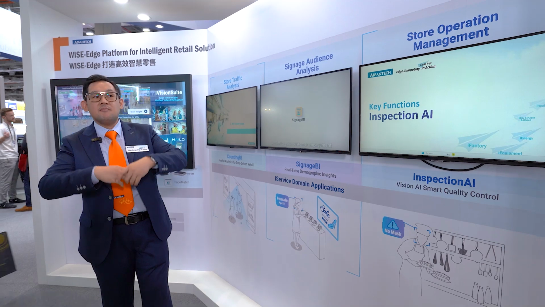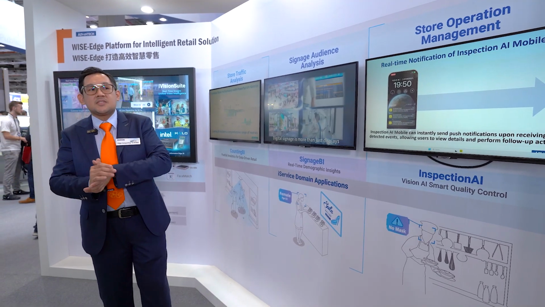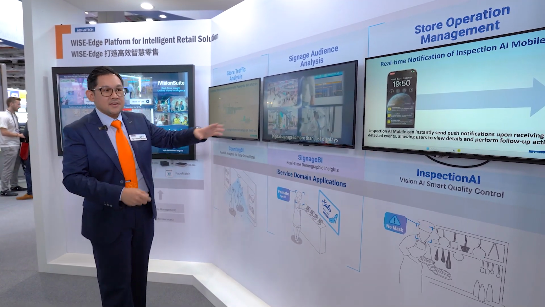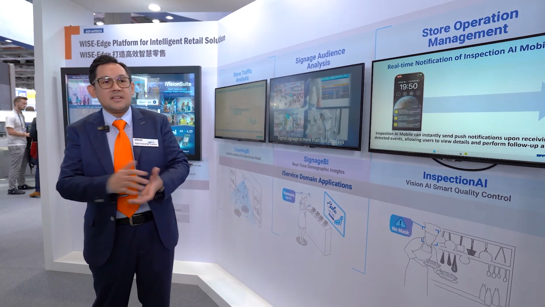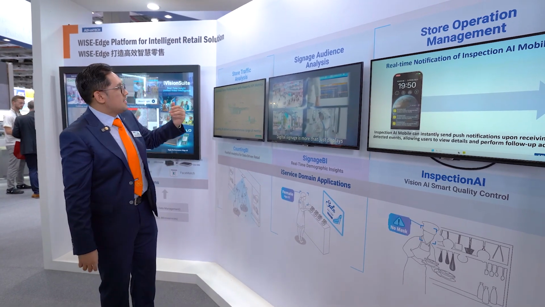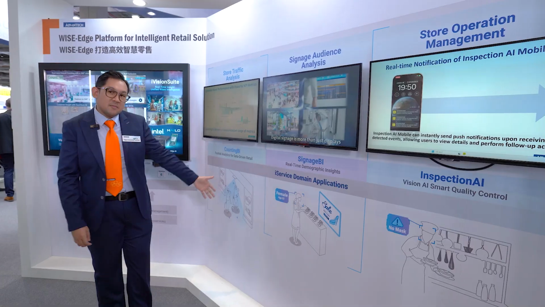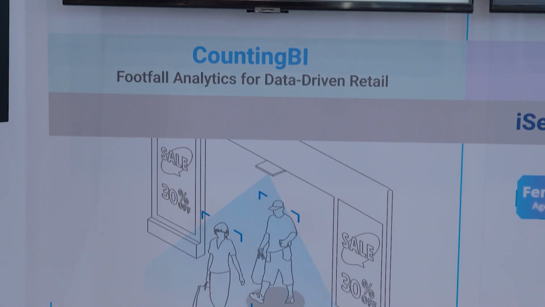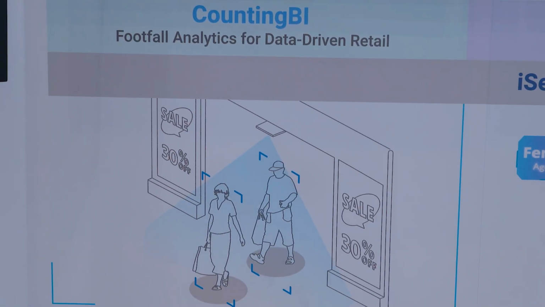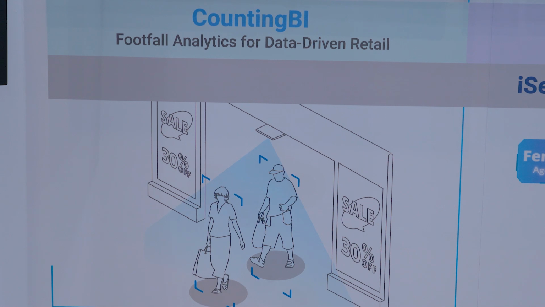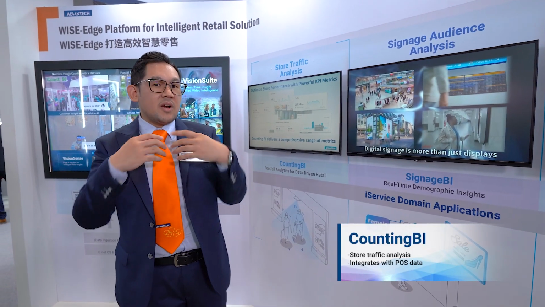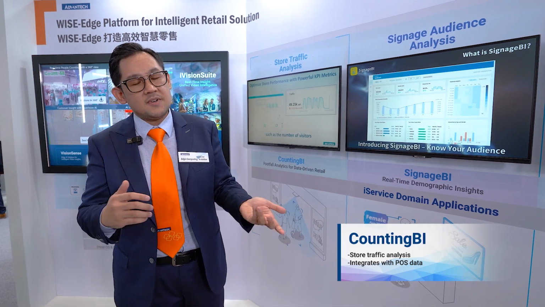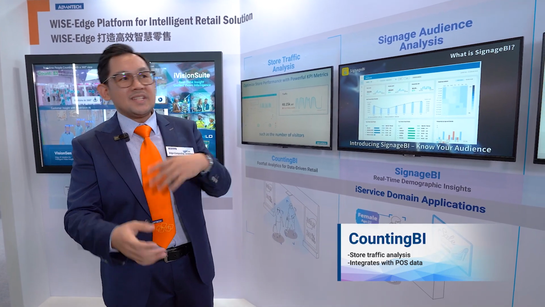That means you can have multiple edge devices each doing their own analysis, but at the end of the day, you want to make sense of all the contents and data that you can aggregate for each of the solutions. Starting with our platform for CountingBI. Our CountingBI does not only do footfall analysis, but it also integrates with point-of-sale system data to give you more insight into sales conversion versus footfall analysis.